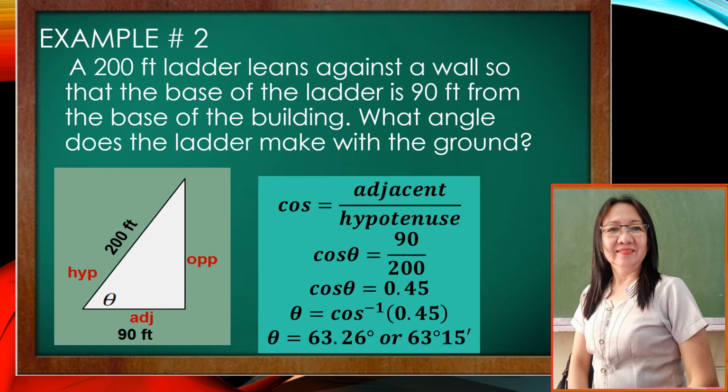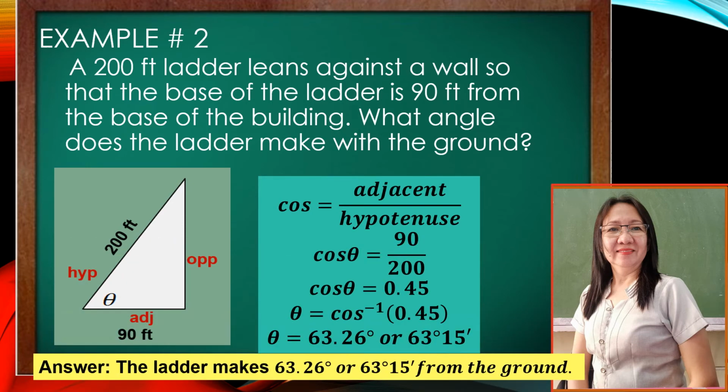63.26 degrees, or this is 63 degrees and 15 minutes. Therefore, the ladder makes 63.26 degrees or 63 degrees and 15 minutes from the ground.